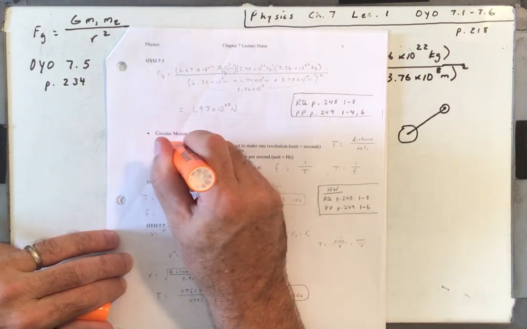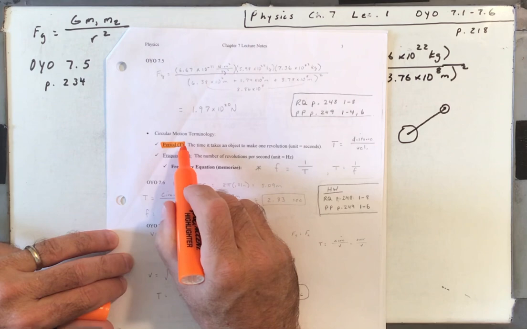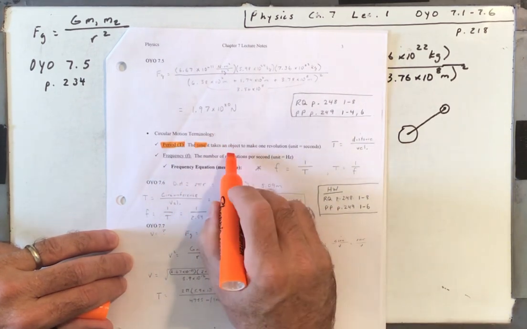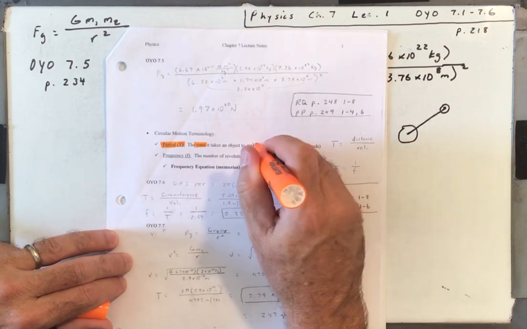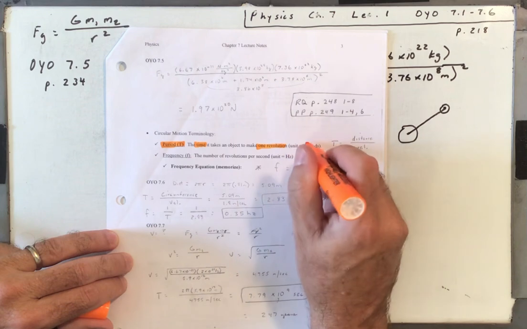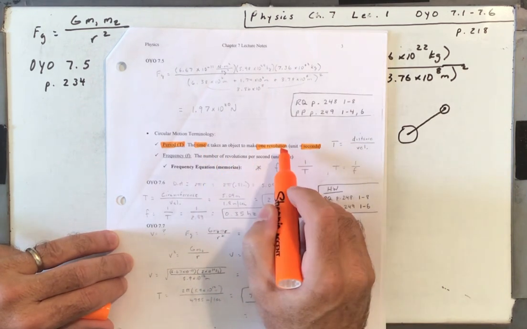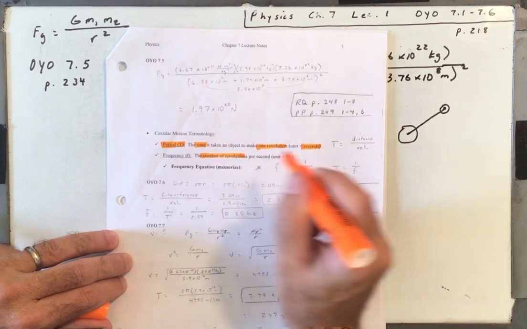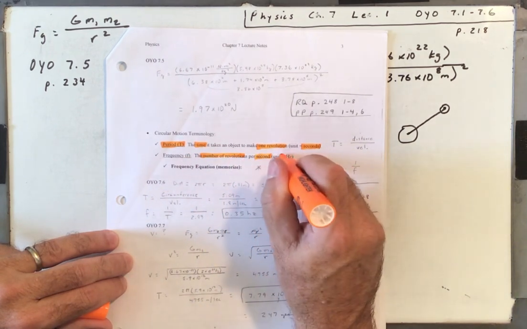So period, which is signified by capital T, is the time it takes an object to make one revolution. We did this in pre-cal as well. And the unit is seconds. So time for one revolution. Frequency is the number of revolutions per second. The unit is hertz.